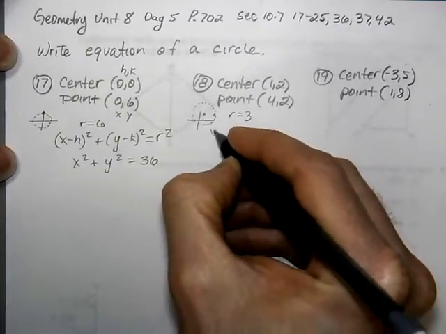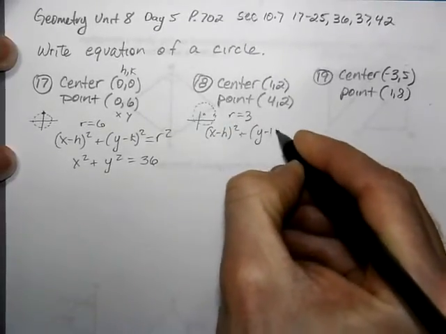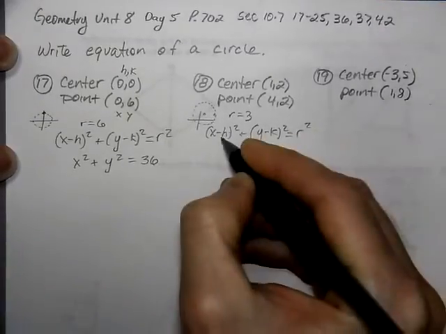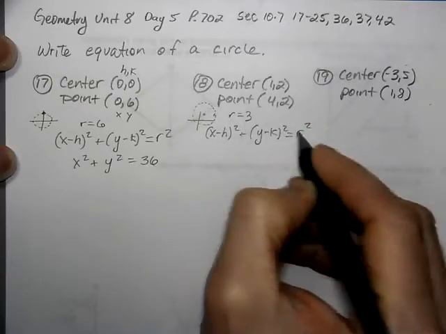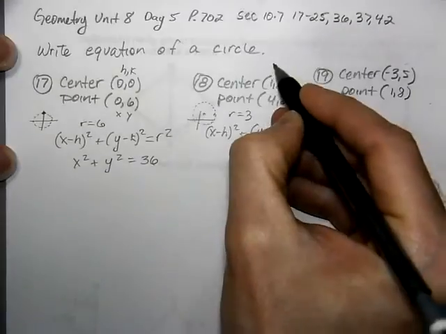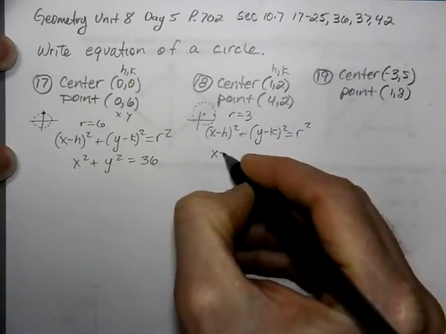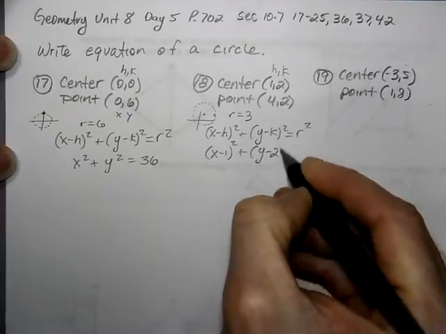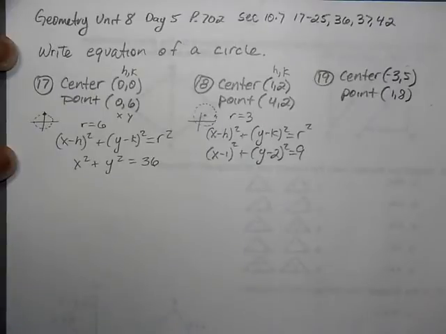So we're going to say x minus h squared plus y minus k squared equals r squared. We know the radius is 3. We know our h and the k. So we're going to say x minus 1 quantity squared and y minus 2 quantity squared equals 9.